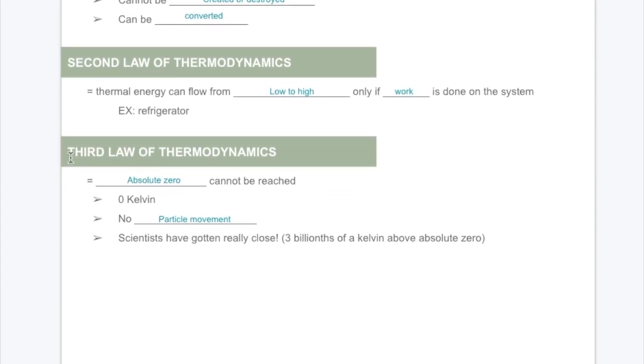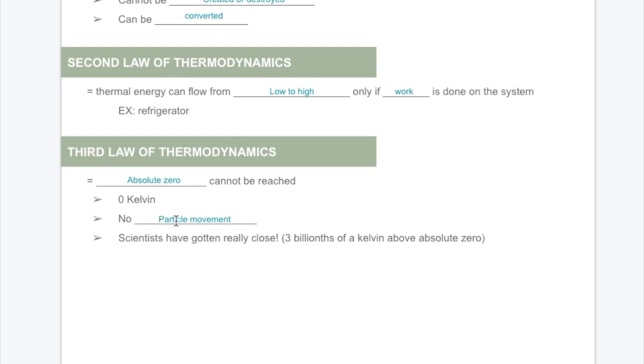The last, third law of thermodynamics is that absolute zero cannot be reached. If you remember, I briefly touched on this in section 2 of chapter 4. Absolute zero is 0 Kelvin. Absolute zero just means that there is no particle movement. If you remember, temperature is the measure of the movement of the particles. The faster the particles are moving, the higher the temperature. If they're moving slower, it's going to have a lower temperature. So 0 Kelvin is if there is absolutely no movement.